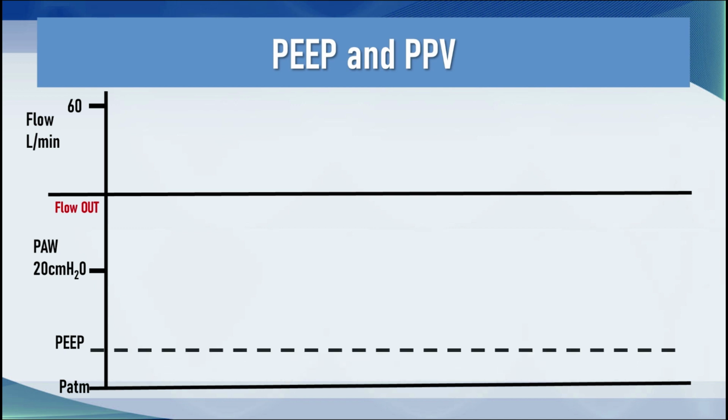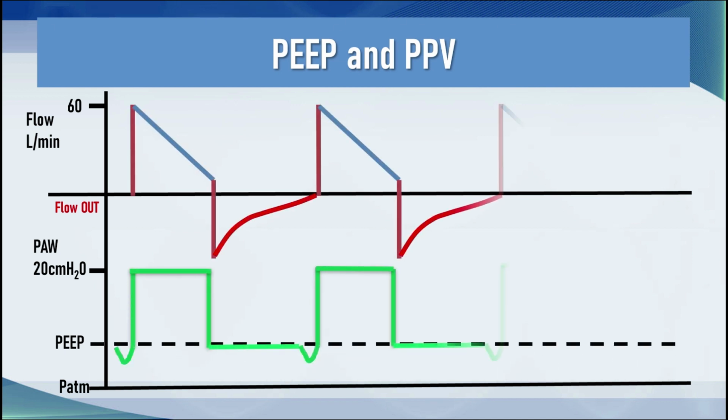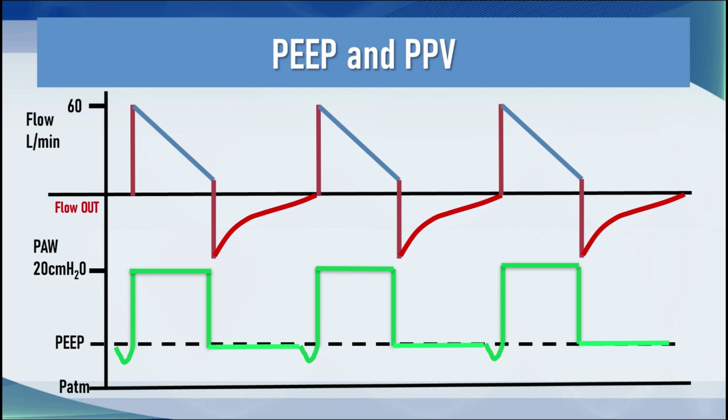In this situation, we have the patient breathing spontaneously and triggering a positive pressure breath. In this case, this is a pressure support breath. And you can see there is a slight negative deflection that is generated by negative pleural pressure relative to the alveolar pressure that is at PEEP.